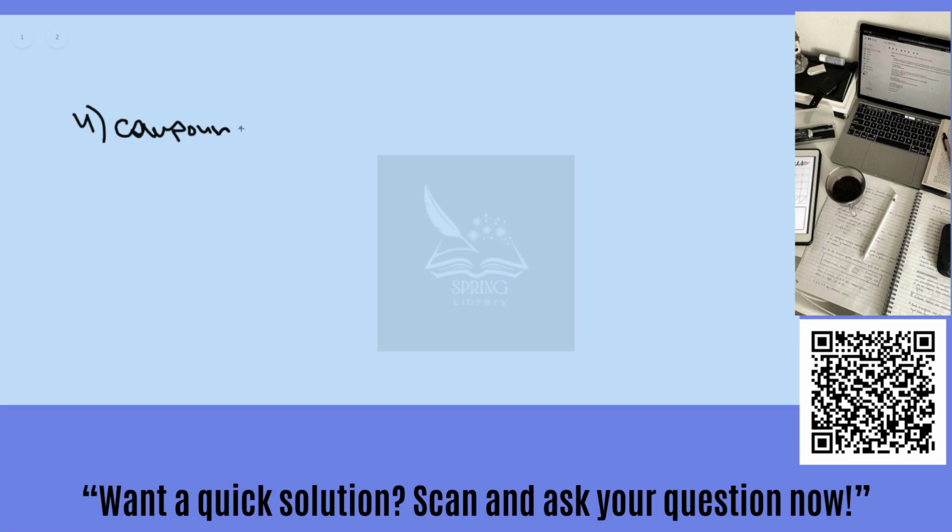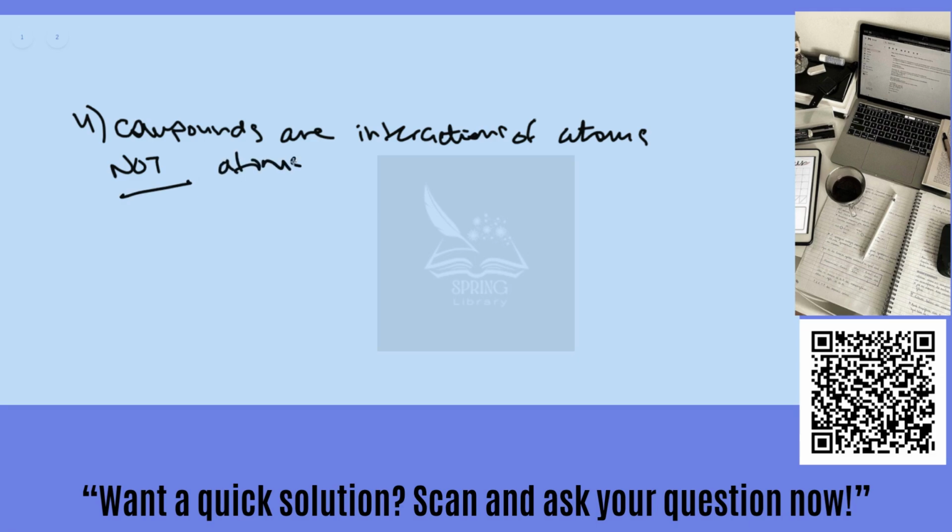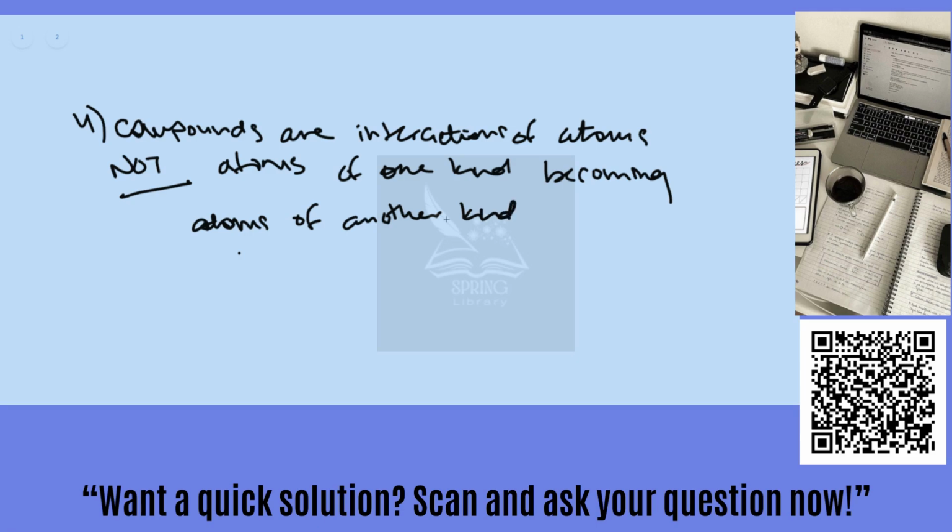So compounds are interactions of atoms and not atoms of one kind becoming something else. And so together, these different statements aim to describe why matter acts the way it does due to the fact that it's made up of atoms.